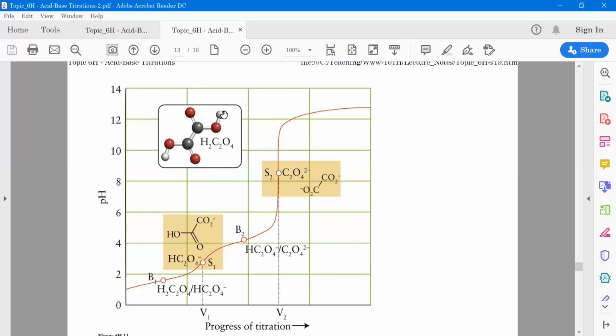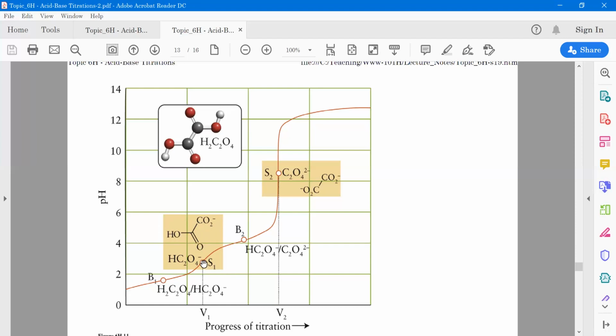When a proton is lost, it forms a hydrogen oxalate ion, which is HC2O4 minus. It's this species right here. It shows you the structure right here. It's lost one of the protons from one end of the molecule, and so this end is now a CO2 minus group. The other end is still not, because the protons are lost in succession.